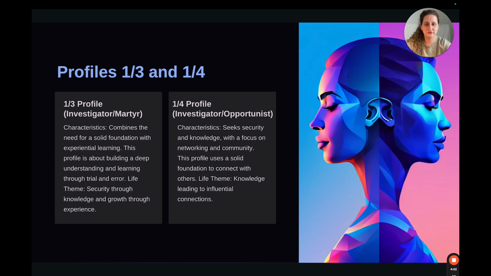For the 1-4 profile, we're looking at the investigator opportunist. Characteristics are they seek security and knowledge, right? Similar to the 1-3 profile, with a focus on networking and community. So this profile uses a solid foundation to connect with others. Their life theme is going to be knowledge leading to influential connections.